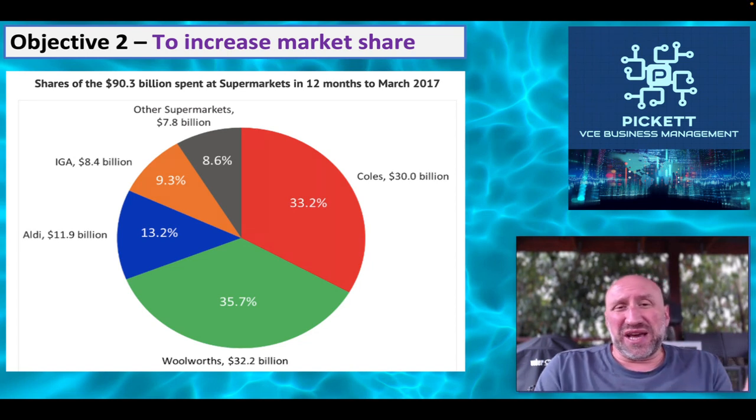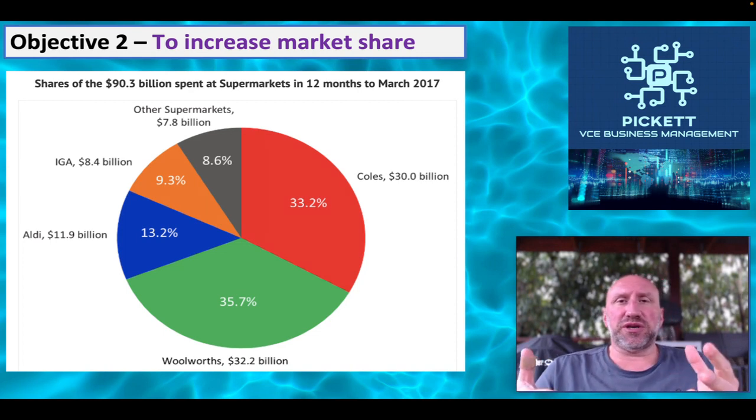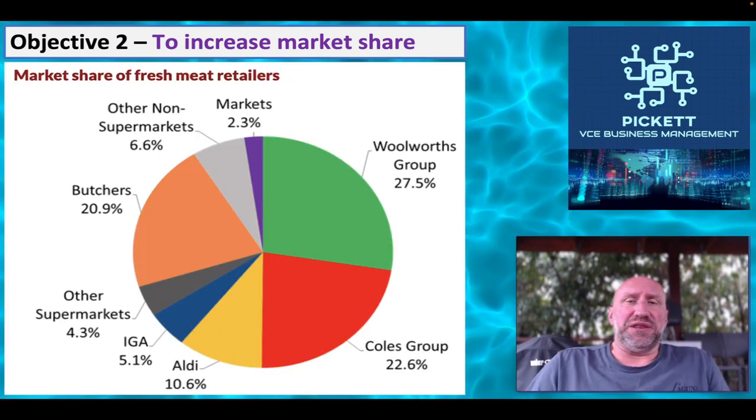So if you put it in that kind of a context, if Coles or Woolies or any of the others can increase their market share by just 1%, I don't know what 1% of 90 billion is. It's a lot of money. That just kind of demonstrates that increasing your market share by just a small amount means potentially a huge increase in revenues. This is just breaking things down further.